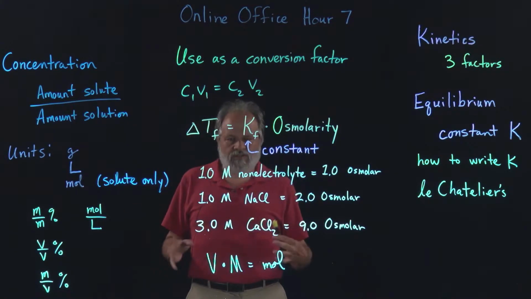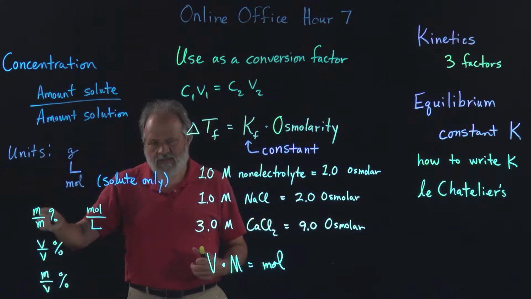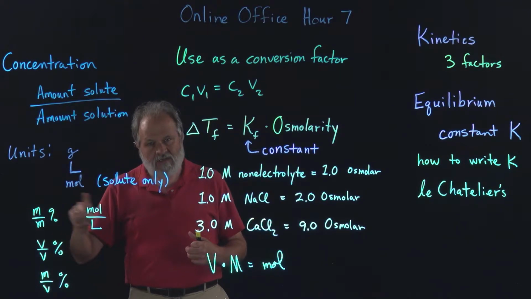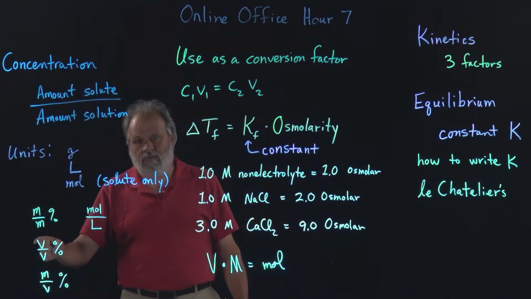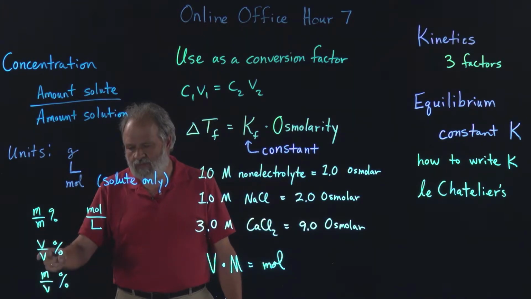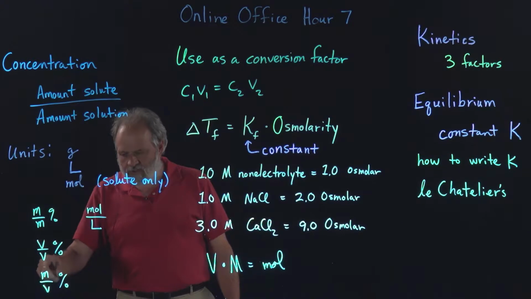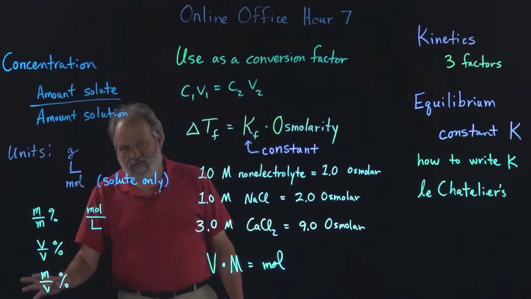So the book covers several different examples. One is mass percent, mass over mass. So the mass of the solute divided by the mass of the solution, which is solute plus solvent. Volume percent, which is volume of the solute divided by the total volume. And then a mixture of the two, which is the mass of the solute divided by the volume of the solution.